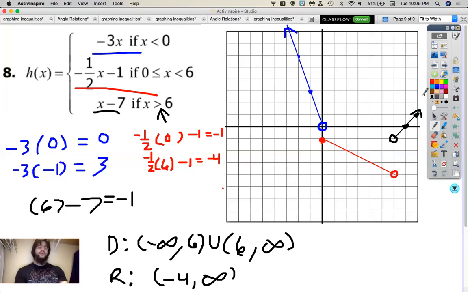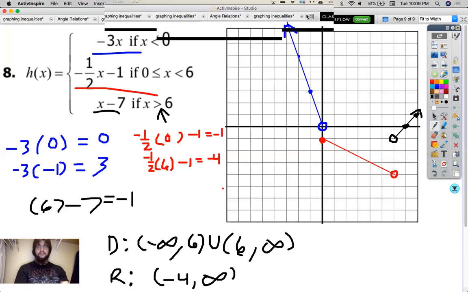So it's not really anything too new. It's just taking a whole bunch of stuff we've been doing and shoving it together. Graph lines, more than one at a time. Well, we've done that before too. All right, that's piecewise functions, guys. We're going to call it right there.